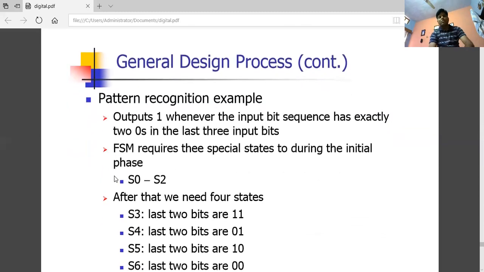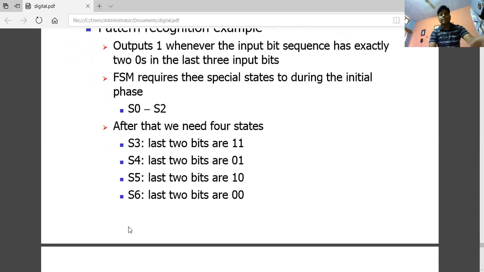This is the example. Output 1 whenever the input bit sequence has exactly two zeros in the last three inputs. It means that the output is 1 whenever there are two zeros in the last three input bits. The FSM requires three states during the initial phase, S0, S1 and S2. After that we need four more states, S3, S4, S5 and S6.